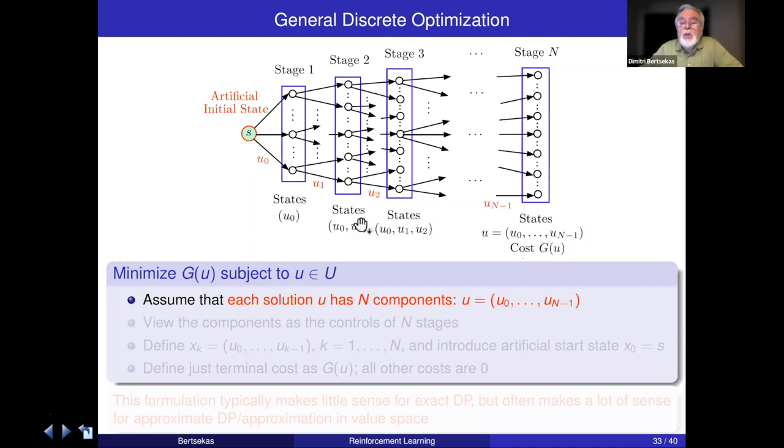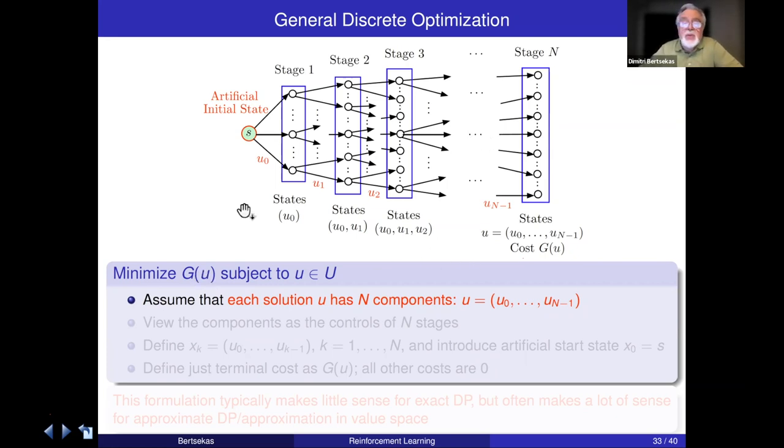Stage two is going to correspond to pairs of components, U0 and U1. Stage three is going to correspond to states involving three components, and stage N is going to correspond to feasible solutions of our problem here. And all of these transitions involve no cost except the last one, where we get a cost of g sub U. Of course, in special cases, there might be intermediate costs that we may consider here.